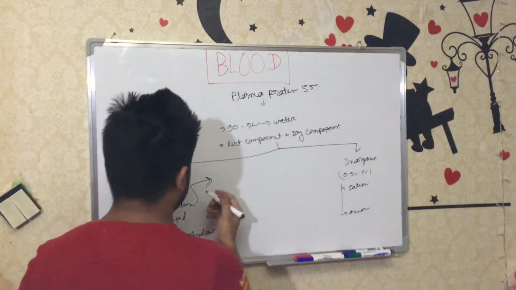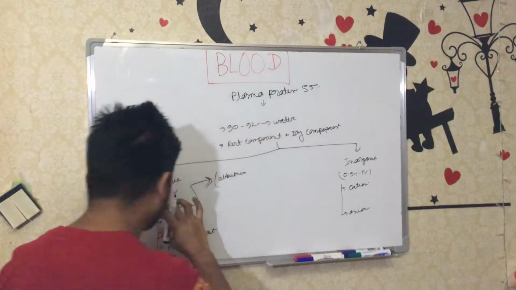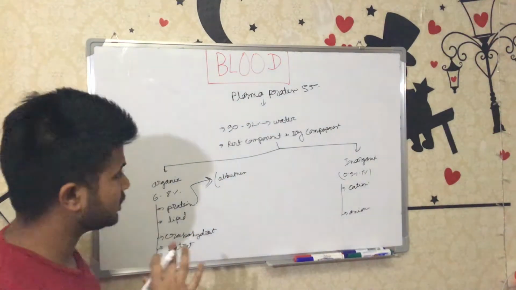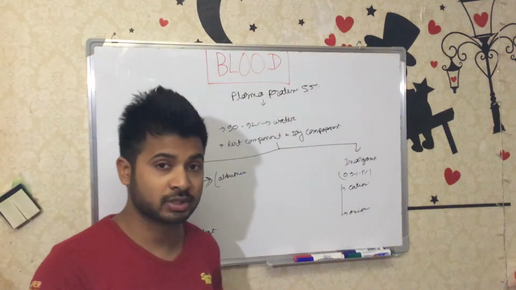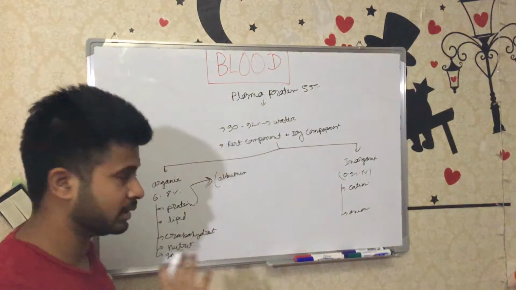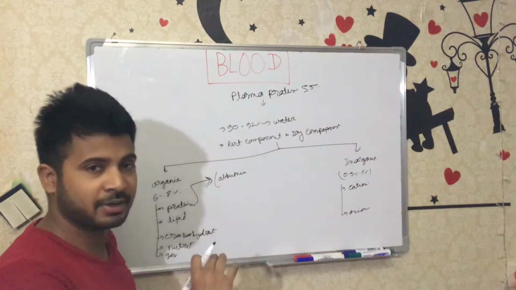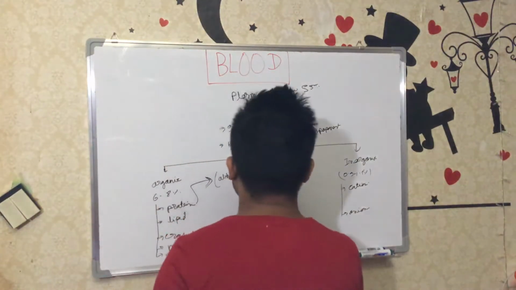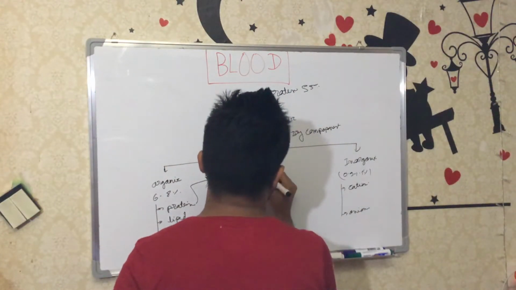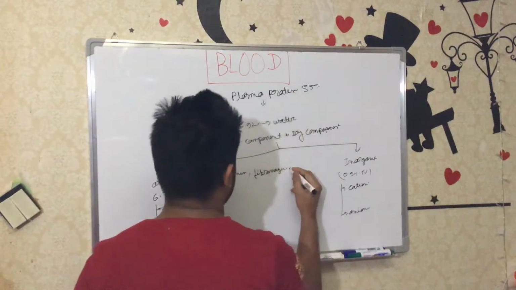Protein, like albumin. We will discuss everything separately; right now I'm discussing the introduction, which types of components are included in the blood. Then we'll further discuss every component separately and very deeply. So albumin, fibrinogen, and globulin.